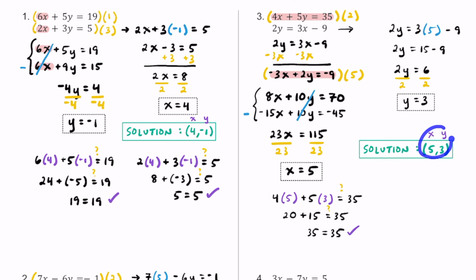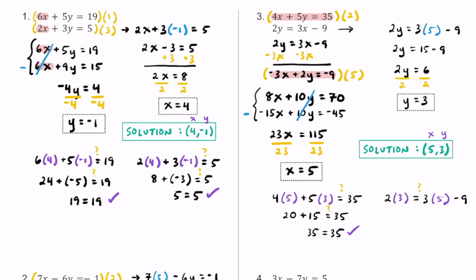Finally, let's go ahead and just check this solution in the second equation just to make sure. So this is going to be 2 multiplied by y. We got 3 for y, so 2 times 3. Let's see if that's going to be equal to 3 times x, which we got was 5. And then let's go ahead and take away 9. Okay, so let's see if this is true.